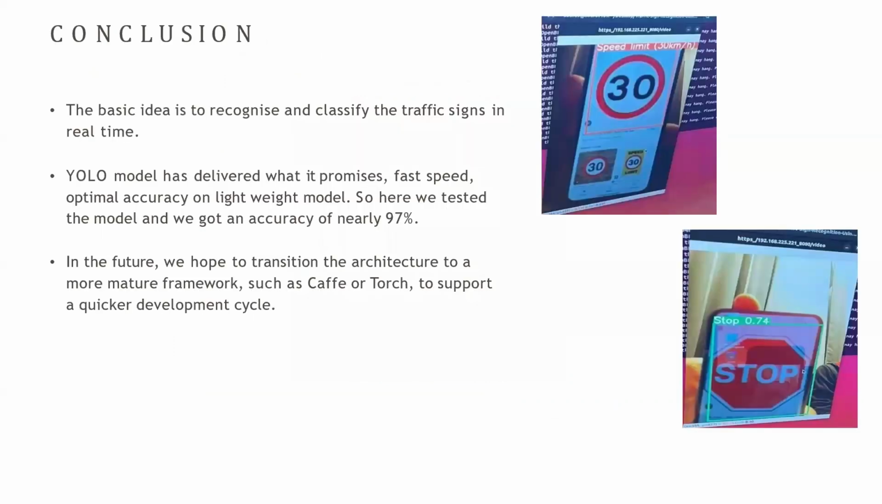At last, I want to conclude that the basic idea is to recognize and classify traffic signs in real time. The YOLO model has delivered what it promises: fast speed and optimal accuracy on a lightweight platform like the Raspberry Pi we used. As we tested the model, it gave a very good accuracy of nearly 97%. And in the future, we hope to transition the architecture to more mature frameworks such as Caffe or Torch to support a quicker development cycle, so that the speed of detection could be improved.